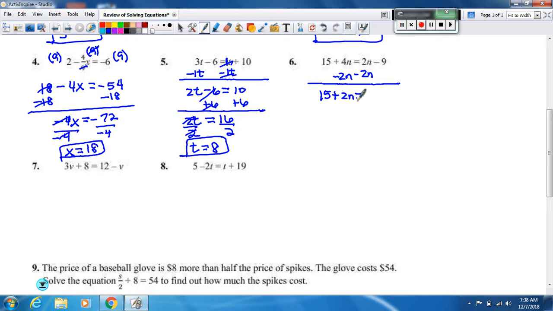Bring down the equal sign. These 2n's cancel because opposites cancel. Bring down the negative 9. I'm going to subtract 15 from both sides. Opposites cancel, bring down the 2n. Negative 9 and a negative 15 is a negative 24. Divide both sides by 2. Top cancels with bottom. N equals negative 24 divided by 2 is negative 12.